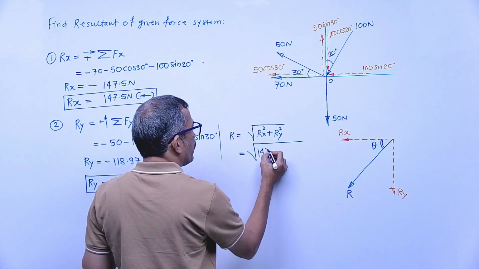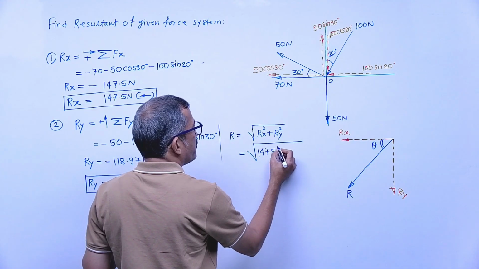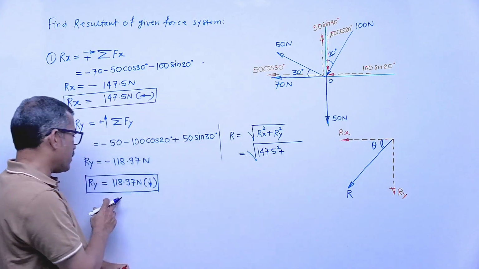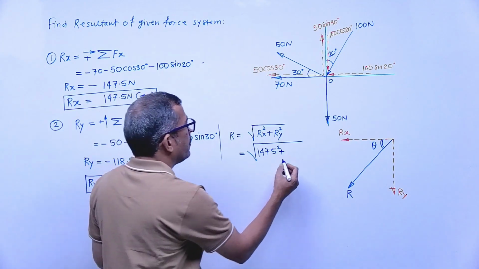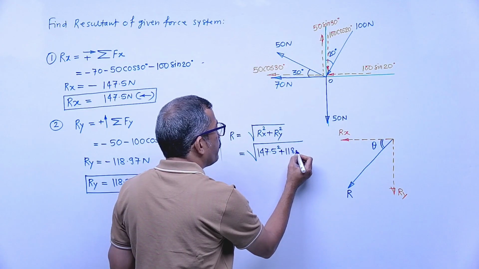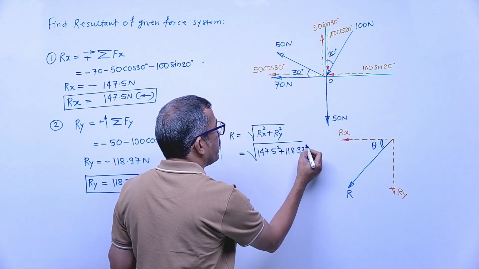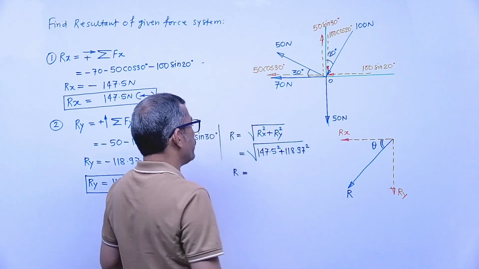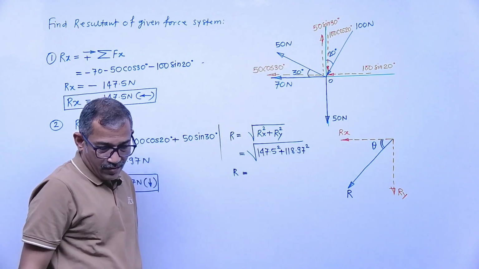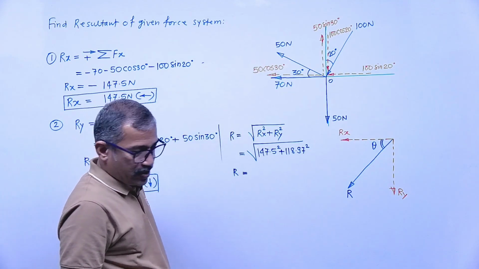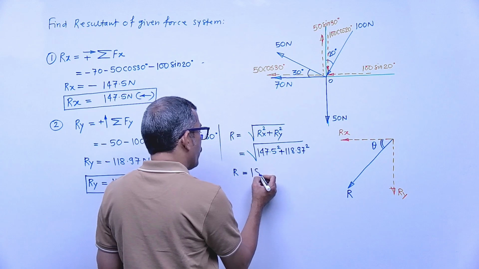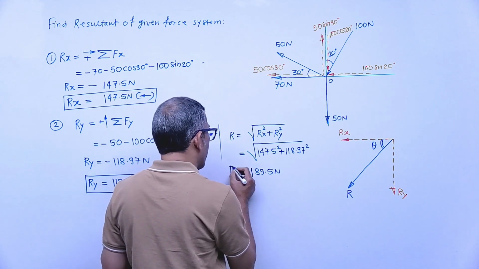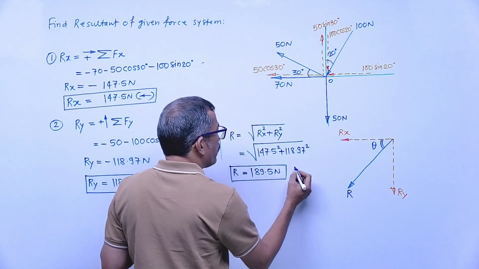147.5 squared plus 118.97 squared. So what R will we get here? Calculate, how much are you getting? It should be 189.5 Newton. This is your answer, the magnitude of the resultant.